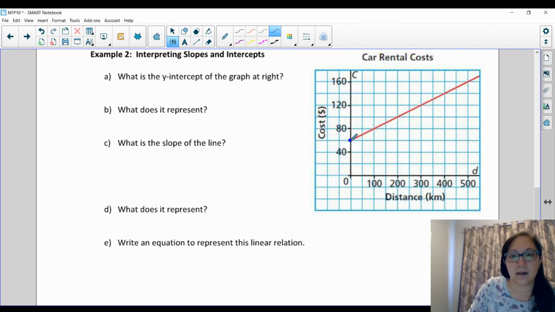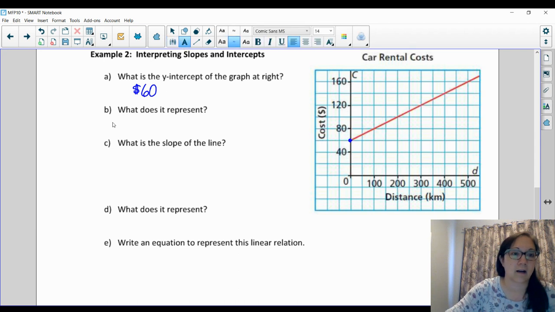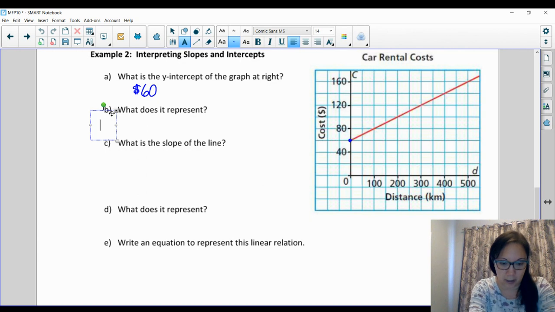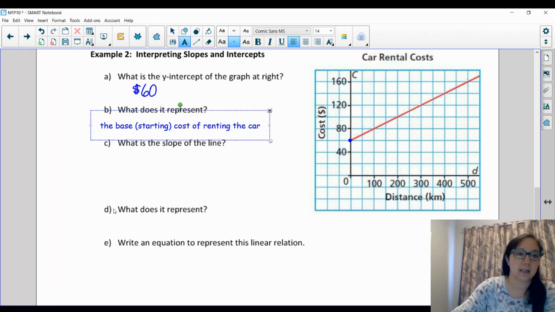That's this value here, which is 60, and we have to put units on that. That's $60, not 60 minutes, not 60 kilometers, it's dollars. What does it represent? That represents the starting cost or the base cost of renting a car. Even if you don't drive it anywhere, if you just want to sit in the car and not go anywhere, it would still cost you $60. So this is the base or starting cost of renting the car. What is the slope?